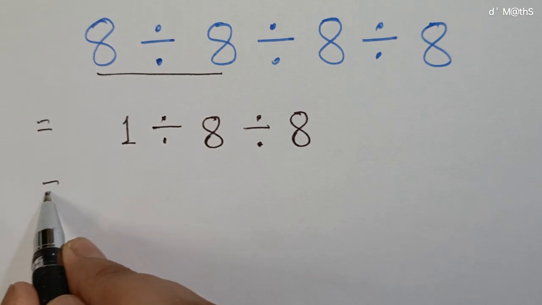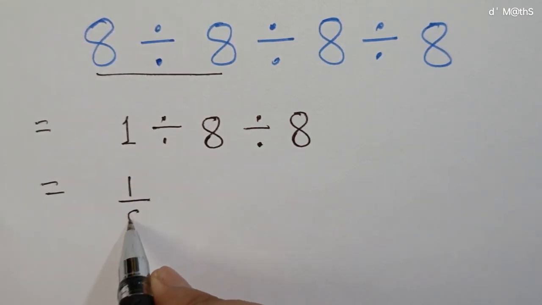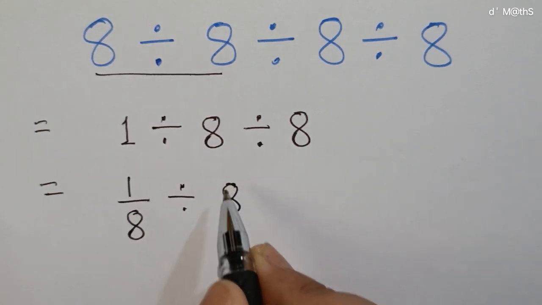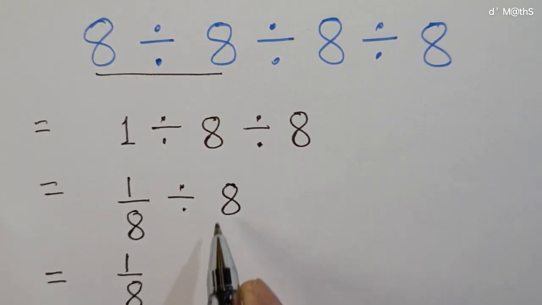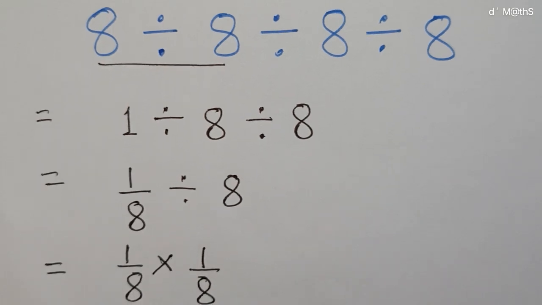Okay, so you can write it as 1 upon 8. 1 divided by 8 is 1 upon 8. Again divided by 8. Okay, so again 1 upon 8, this division becomes multiply when the digit is reversed. Okay, I hope you know. So 1 upon 8 into 1 upon 8 is equal to 1 upon 64.